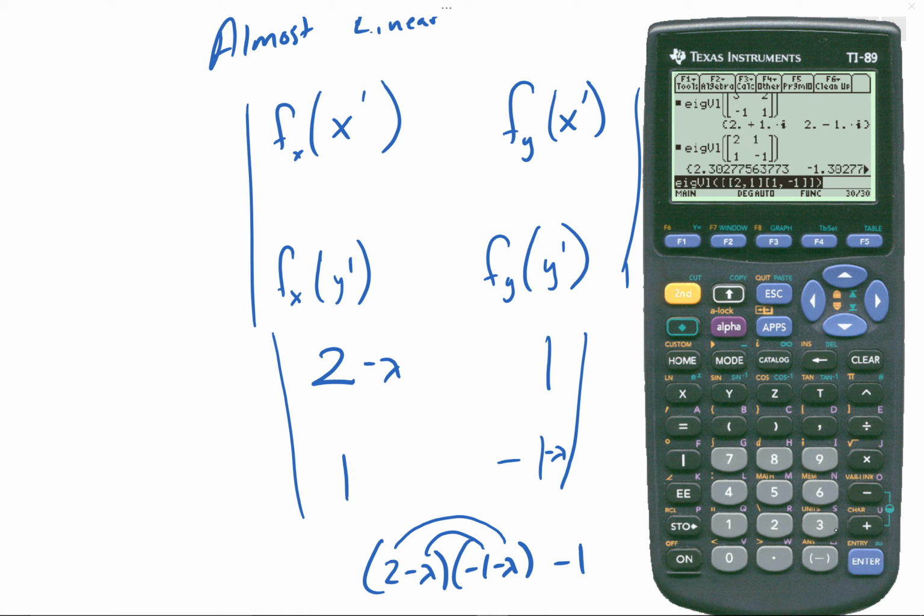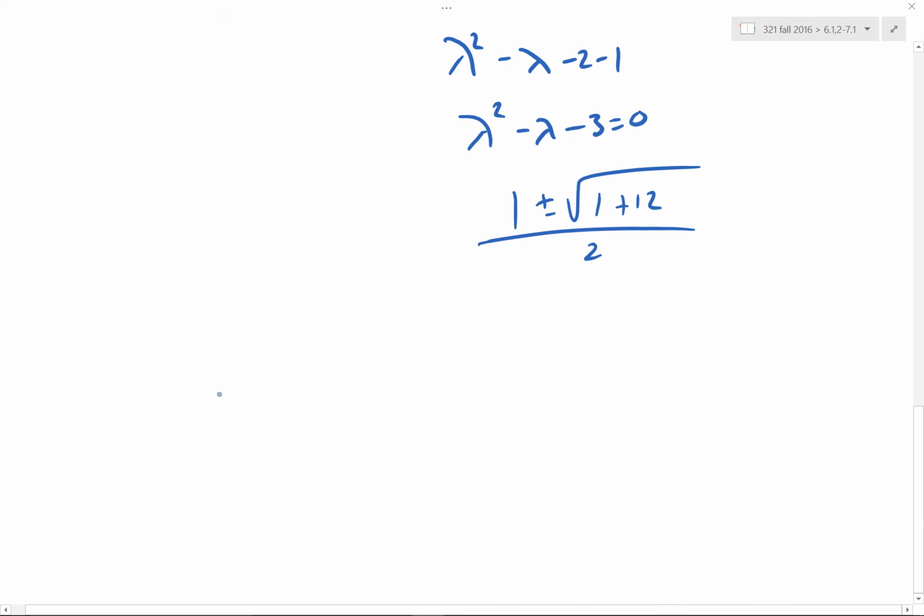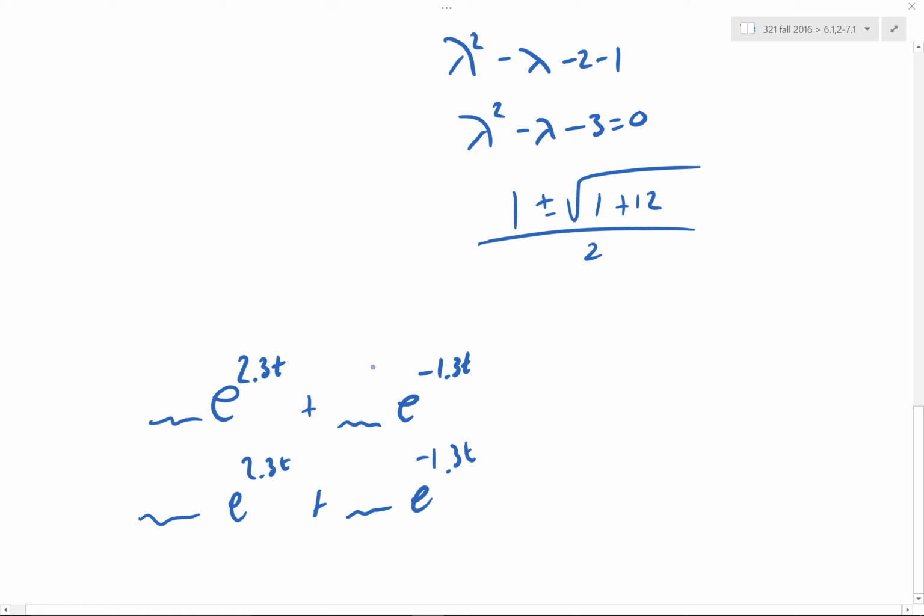Alright, so there they are. 2.3 and negative 1.3. So remember, what our functions are going to look like is e to the 2.3t and e to the negative 1.3t. So there's going to be some constant plus a different constant e to this. And because they have opposite signs, we're going to have a saddle point.